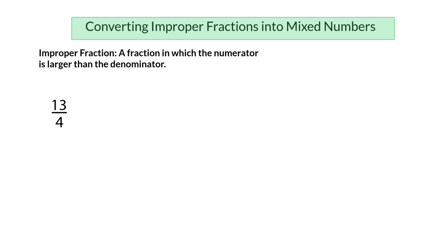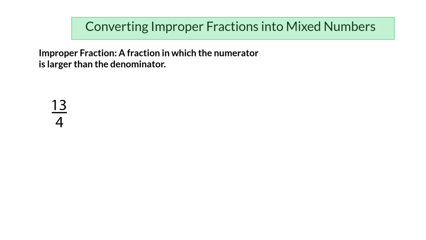Hi everyone, welcome to this tutorial on converting improper fractions into mixed numbers. Here you can see that we have a fraction in which the numerator is larger than the denominator. We call this an improper fraction. At times when you are conducting various fraction operations, you are going to get improper fractions as your answer, and you need to be able to convert them into mixed numbers.